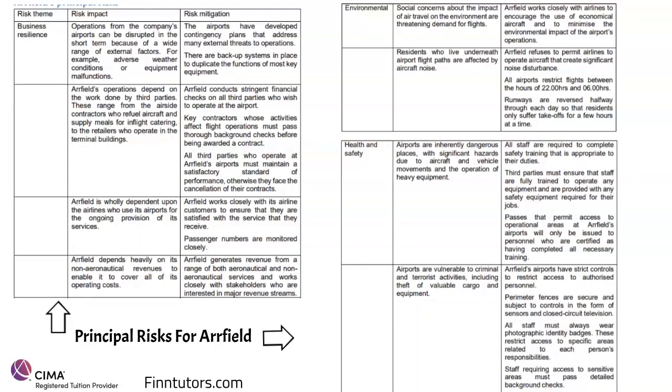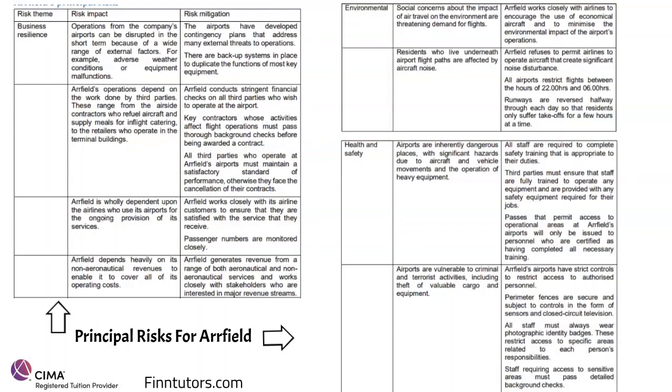Next, Arrfield is wholly dependent upon the airlines who use its airport for ongoing provision of its services. There is a relationship between the airline and the airport, always. How is this risk mitigated? Arrfield works closely with its airline customers to make sure they stay together.